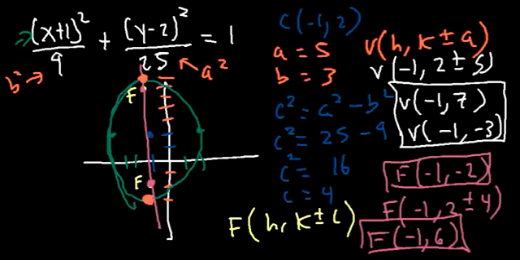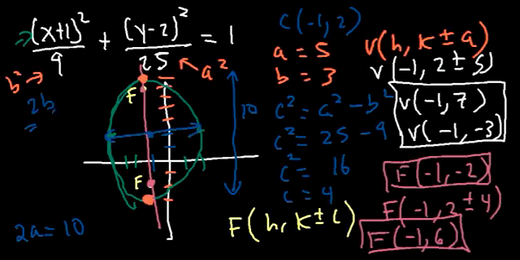So these are the major vertices, which are the endpoints of the major axis. Now keep in mind the length of the major axis is 2 times the value of a. So in this problem, it's 10. That's the length of the major axis. The length of the minor axis is 2 times the value of b, which is 6.